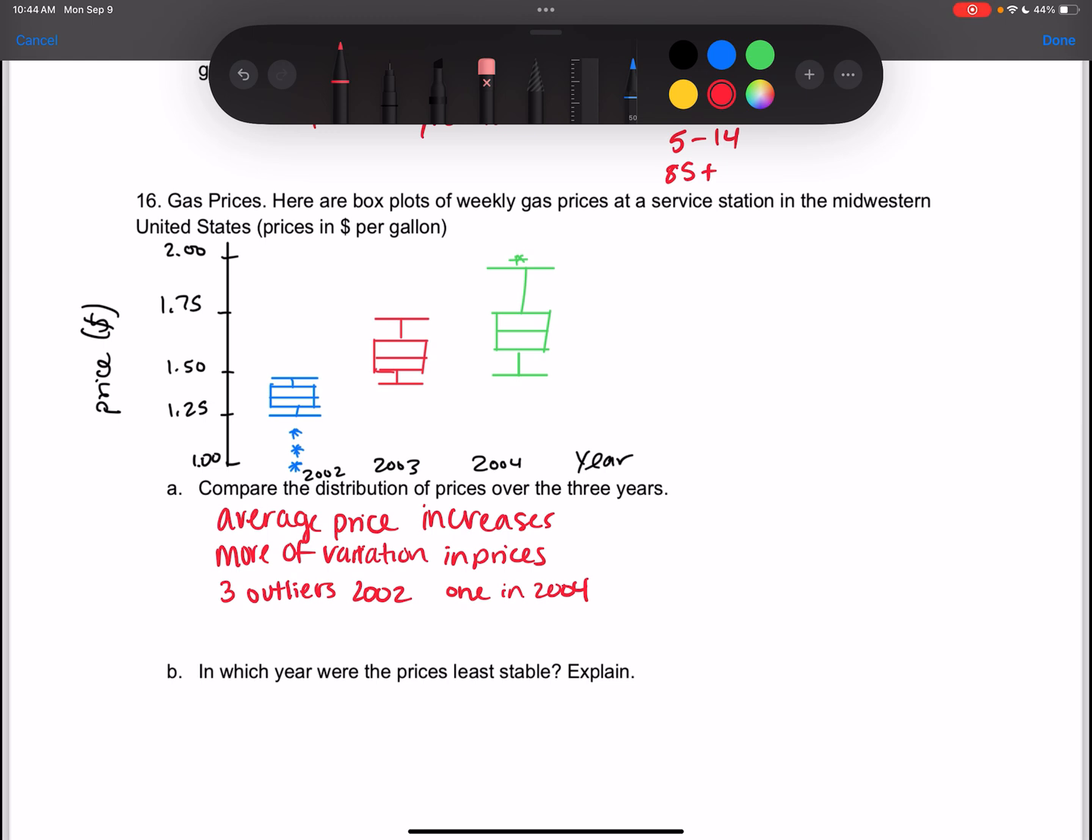Progressively more skewed, right? Yeah. 2003 and 2004 are skewed right. 2003 obviously is only really slightly skewed, but 2002 is skewed left primarily because of all the outliers. So that's why I was like, you may or may not recognize that. So 2002 skewed left, 2003 and 2004 skewed right.